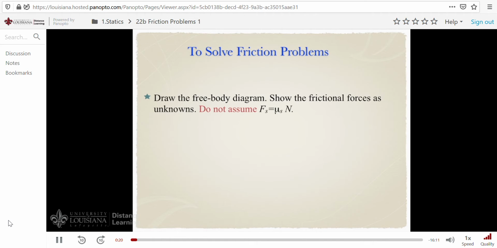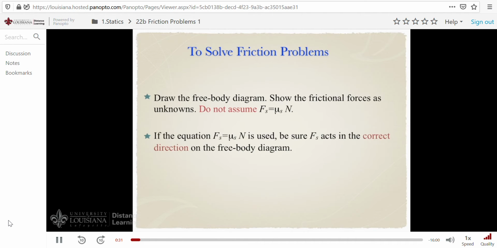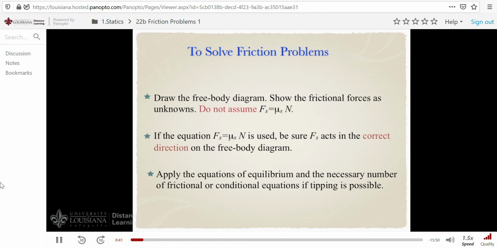You can make these forces go in any direction you want, but don't assume that these friction forces are equal to mu sub s N, their maximum value. Next, if we're going to use the friction equation, you have to be sure that F sub s acts in its correct direction on the free body diagram. And finally, apply the equations of equilibrium and the necessary number of frictional or conditional equations if tipping is a possibility. Now let's apply these concepts to solving some problems.